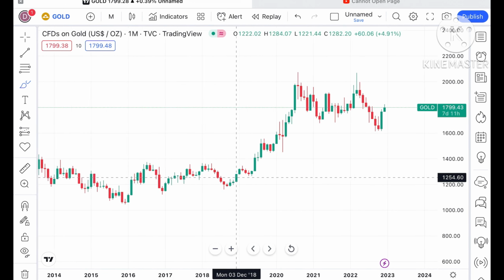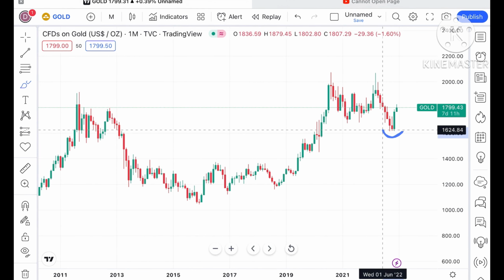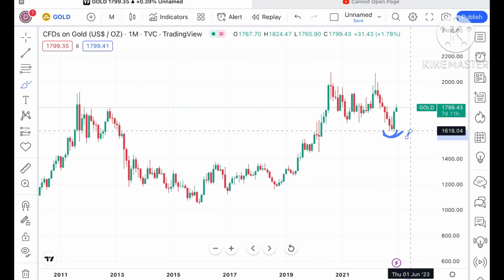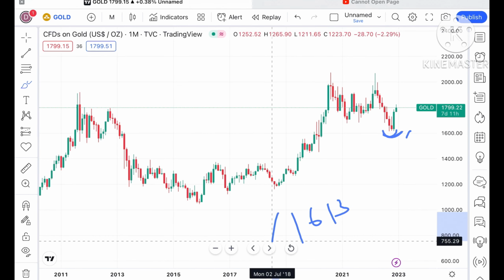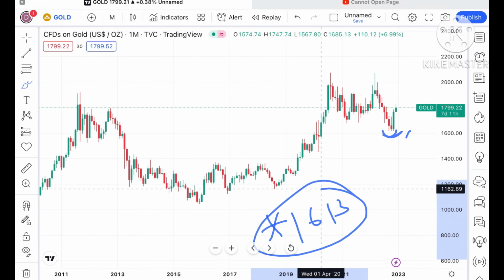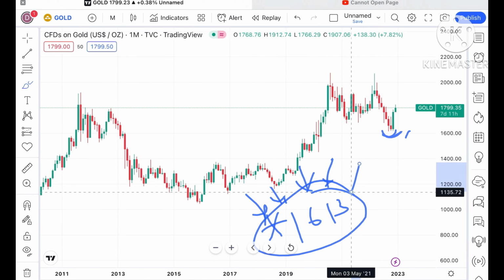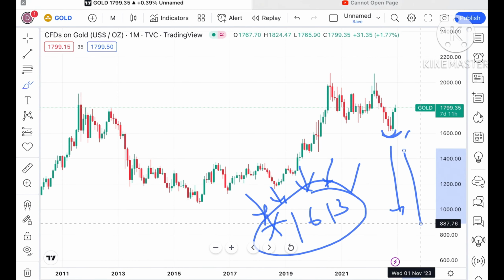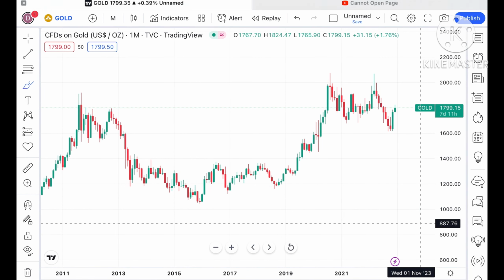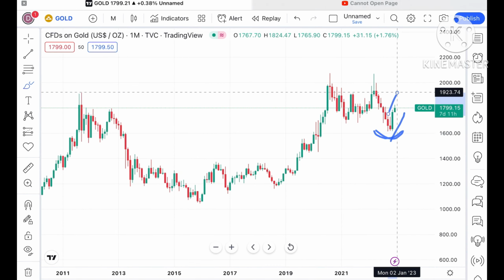Okay, what we can see looking at this, a swing is forming at this particular level, which I have already explained, 1613. Keep a note that this is the weak support. So chances are very high that if the price comes close to this level, it can make a sharp fall. Now it has made a swing at this particular level, moving upside.